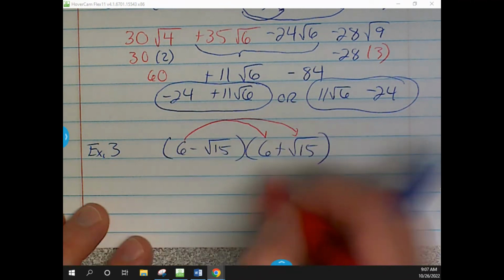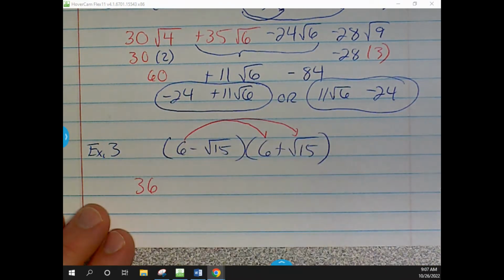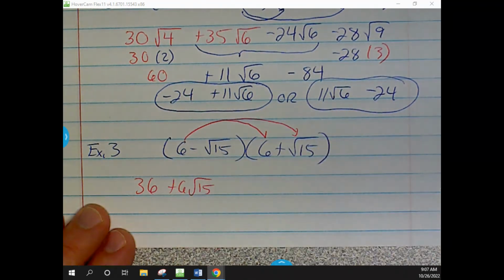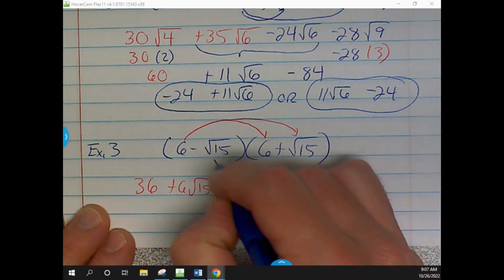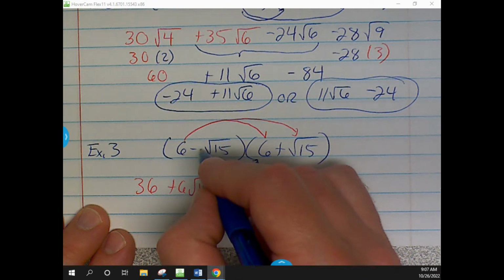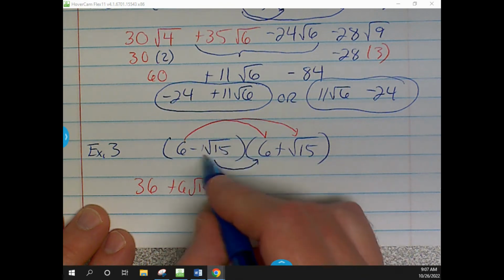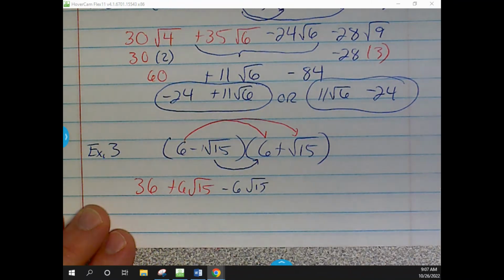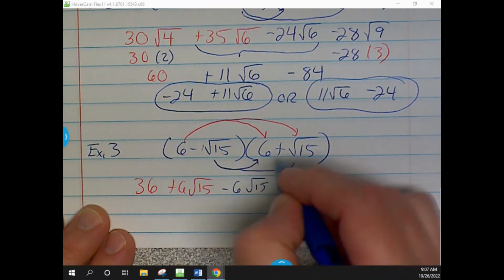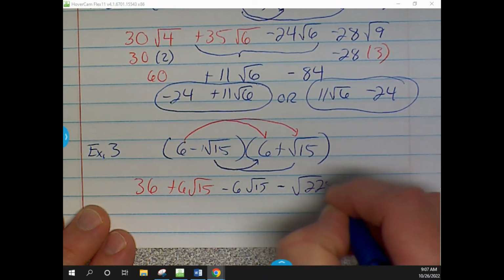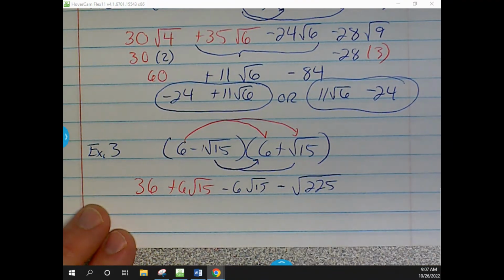Okay, so we do 6 times 6 for 36. We've got 6 times the square root of 15, so it's just going to be 6 square root of 15. Negative square root of 15 times 6. Basically, again, you can think about that as being like a 1 there. So really it's 1 times 6. That's a negative 6 square root of 15. And then negative times positive is a negative. 15 times 15 is 225.